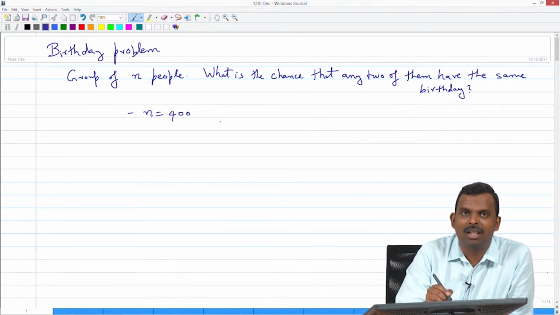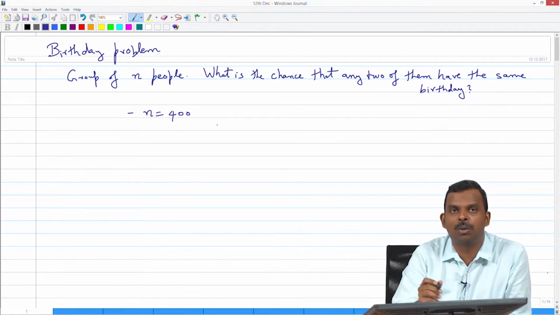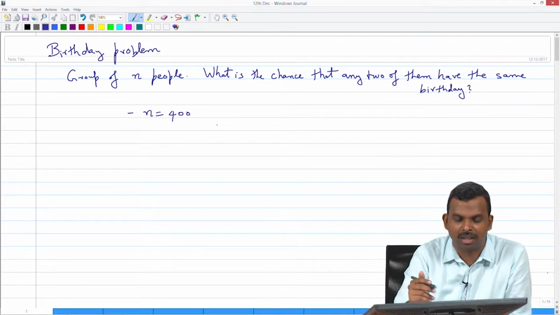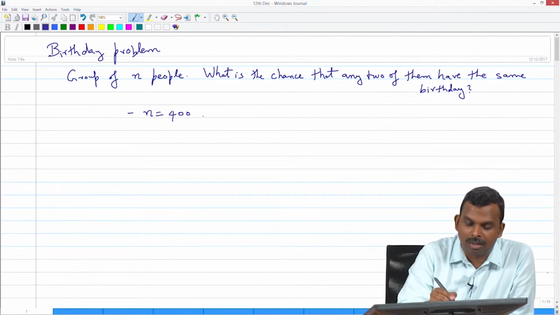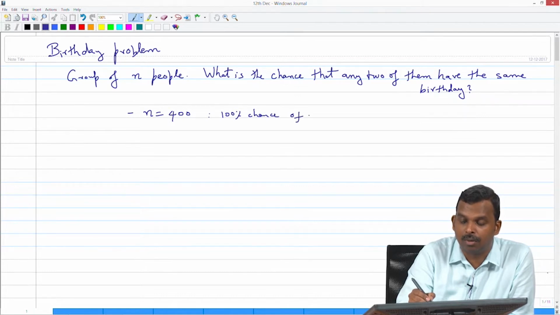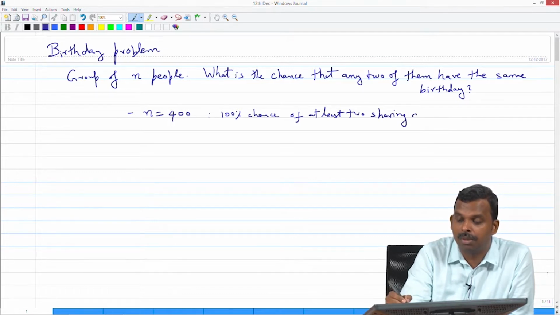So, you imagine the number of people you need before two people will start sharing the same birthday is of this order, maybe 365, 300, 350. Something of that order is what you naturally think. But it turns out, surprisingly, let me complete this: if n is 400, then with 100% chance, at least two people share a birthday, because there are just too many people.